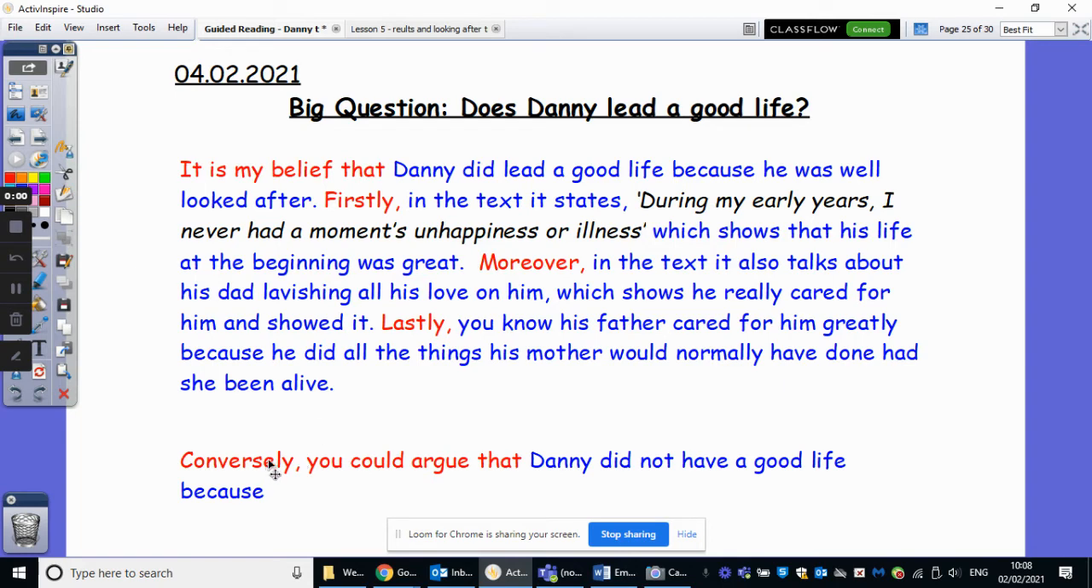Conversely, which means on the other hand, you could argue that Danny did not have a good life because, and then that's where you guys can finish that off. So you have loads and loads of great vocab there that you can use, some really good fronted verbals and sentence starters. You can see that I've taken a nice quote from the text. At this stage, you guys are really, really good at answering your big questions. Make sure, however, you are not listing, which sometimes I see, saying, I don't think he had a good life because his mum died, he had no brothers or sisters, he lives behind a filling station. You need to link it back to the question. So it's really important you do that.